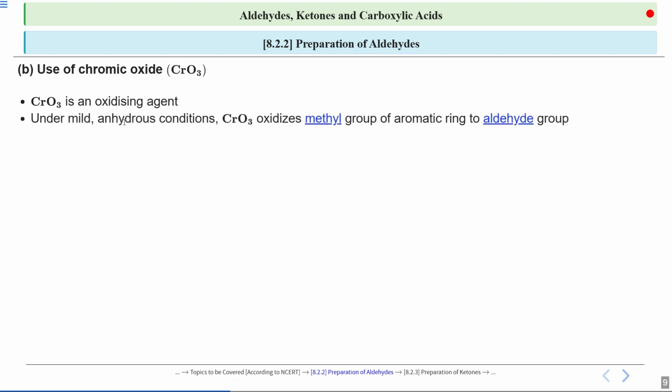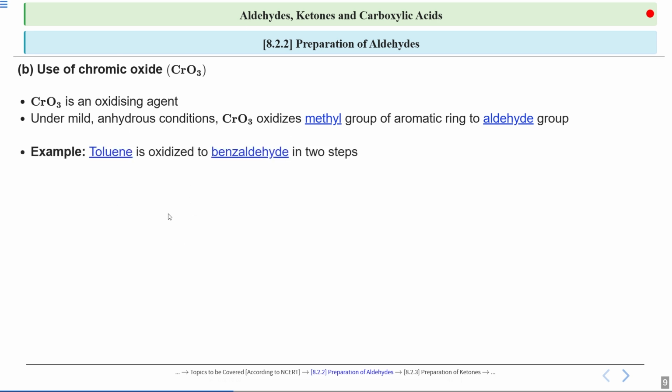So what happens when you use CrO3, that is chromic oxide, under mild anhydrous conditions: it can specifically oxidize the methyl group attached to the aromatic ring, and finally convert it into an aldehyde group. Now this is a controlled reaction. What do I mean by controlled reaction? That means it prevents over oxidation, which is important in maintaining the desired product. So it controls the over oxidation.